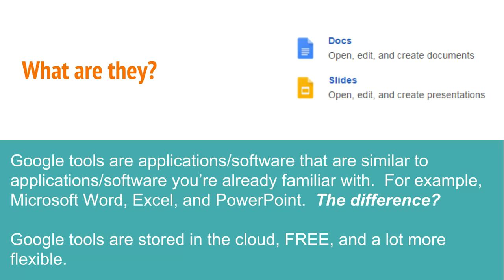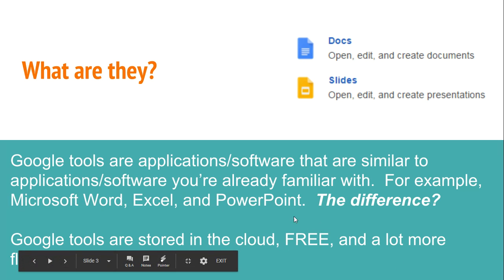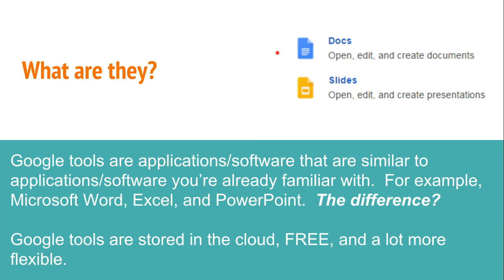So what are Google tools? The ones that I am focusing on are the ones that are pretty much parallel to the Microsoft Office suite. If you are familiar, which I'm sure you are, with Microsoft Word, Excel, PowerPoint, basically Google has created mirror programs for each of those. So the ones I have highlighted up on the screen, you can see we have Google Docs and Google Slides. Now Google Docs is basically Google's version of Microsoft Word, whereas Slides is Google's version of PowerPoint.